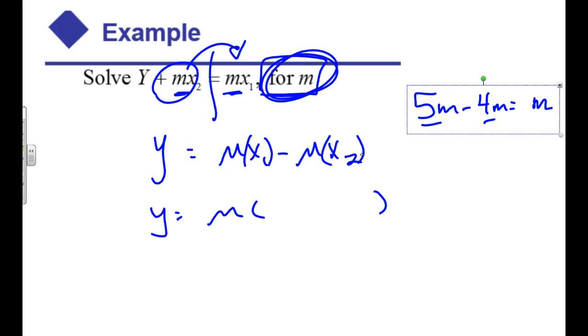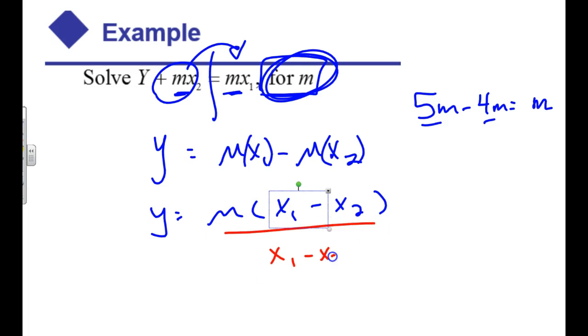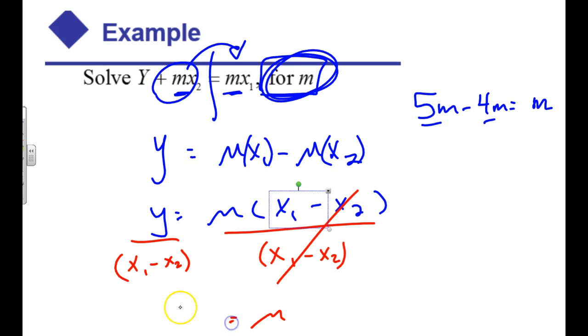So the only goal then is to factor out m, leaving me with x sub 1 minus x sub 2. And then to solve for m, I can divide by that x sub 1 minus x sub 2 quantity. And again, I can't subtract those because those are not like terms, but there's my final answer. m is equal to y divided by x sub 1 minus x sub 2.